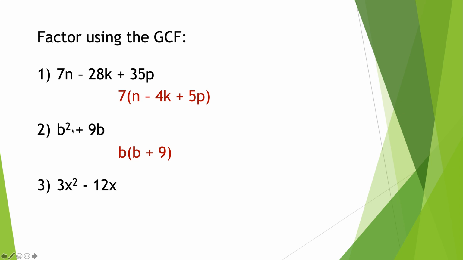b squared had a bb. I took one of them out, so only a b is left, and 9b, when I factor out that b, only 9 is left. Now, we always do the quick mental check, distributing back to check and see if it's right. So b times b is b squared, b times 9 is 9b. So the first case was when the greatest common factor was a number. The second case, the greatest common factor was a variable. And in this third case, you have one of each. Go ahead.